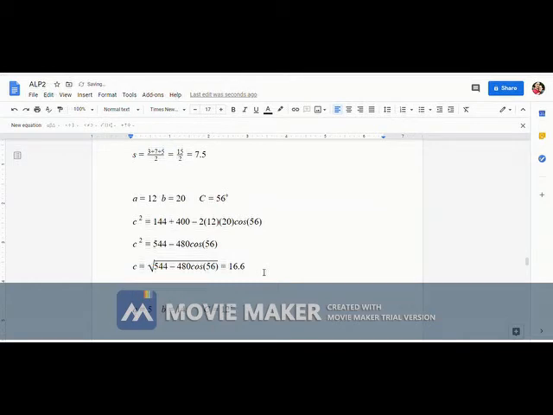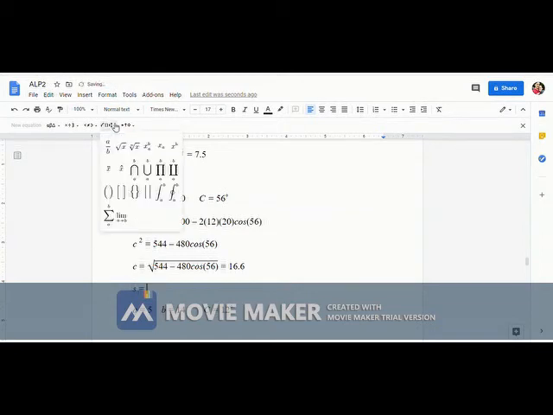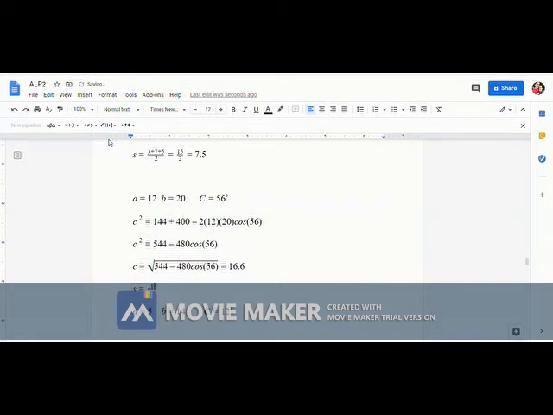Now we can use Heron's formula to find the area of this triangle. So S, we're going to set that to 16.6 plus 12 plus 20, divided by 2. That's going to equal 48.6 over 2, which in turn equals 24.3.